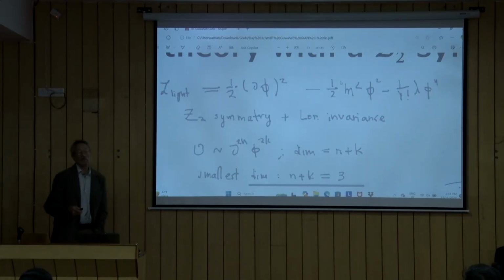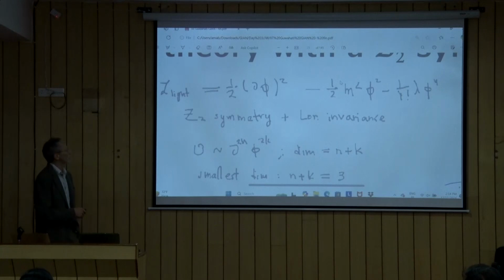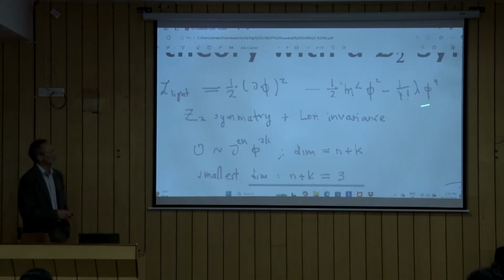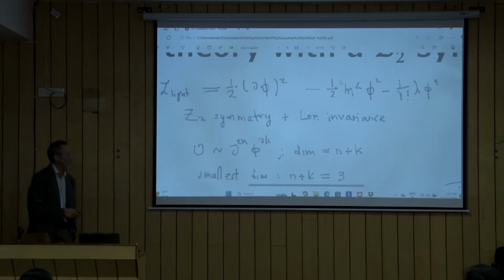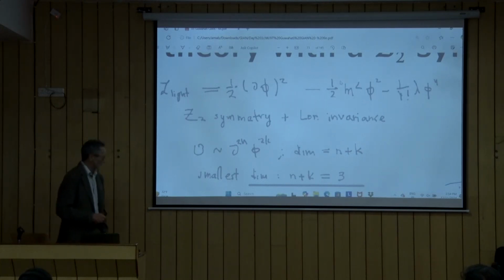My symmetries: I have a Z2 symmetry. I want the theory to be invariant when phi goes to minus phi. That's why I don't have a phi cubed term here. And Lorentz invariant. That's it. Those are my light symmetries.